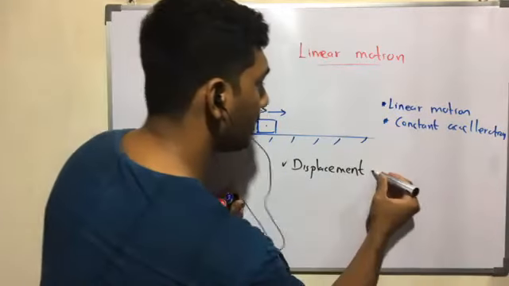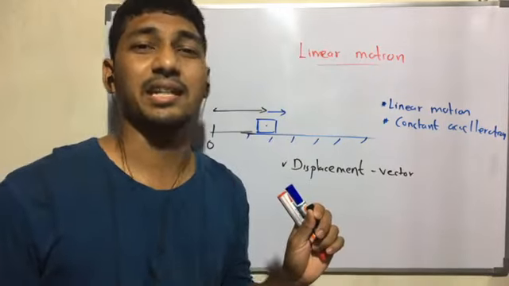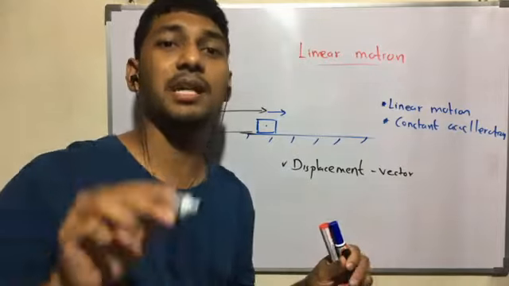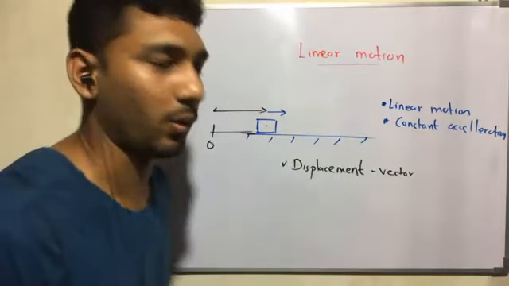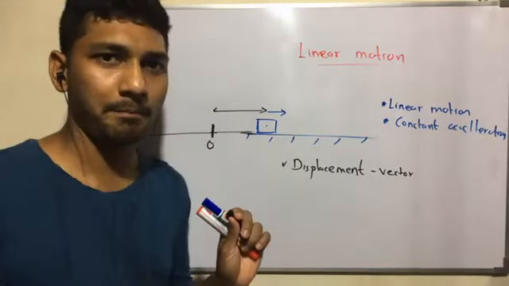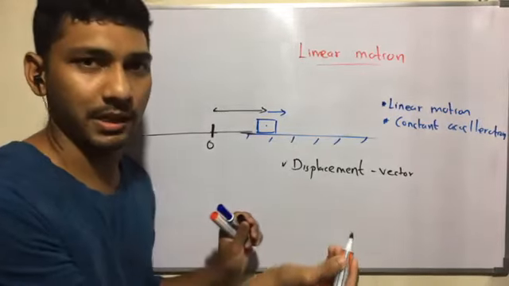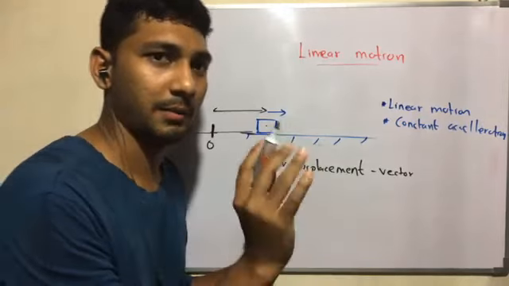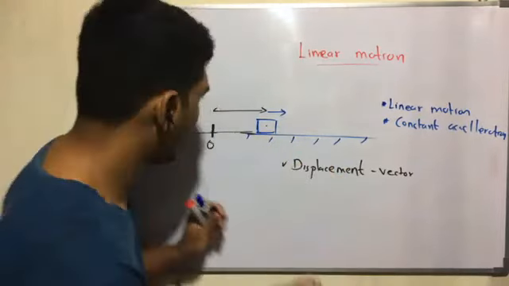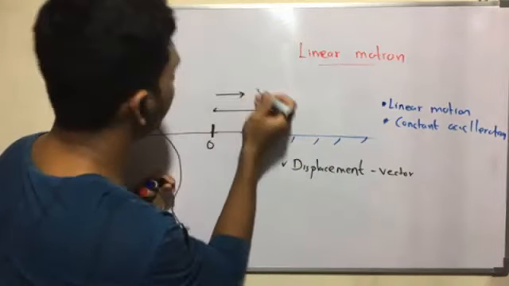Also, this displacement is a vector. It always has a sign. It can either be plus or it can be minus. Let's explain that also. Here I am measuring displacement from O. Let's say the positive displacement is in this direction. The left side of this point O is the negative direction.